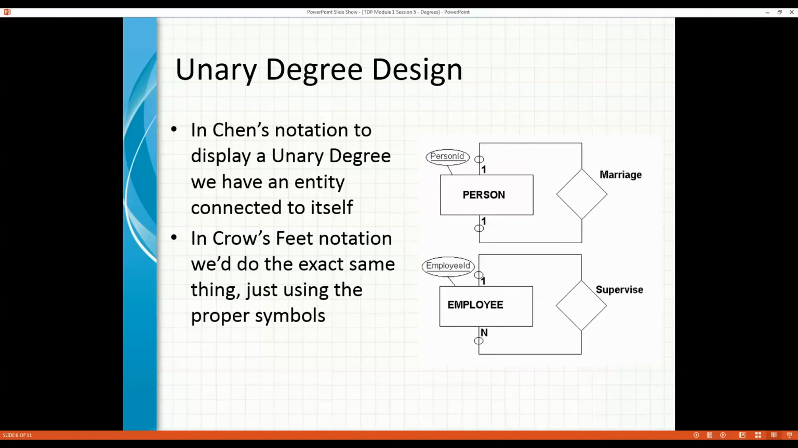When designing and trying to display degrees, we have a couple of different ways it can be displayed. In Chen's notation, to display a unary degree, we just simply have an entity connected to itself. In crow's feet, we do the same thing, but instead of having the 1 or the M, we simply have the different crow's feet for the symbols. Here again, we have person married to person, and employee managed by an employee.